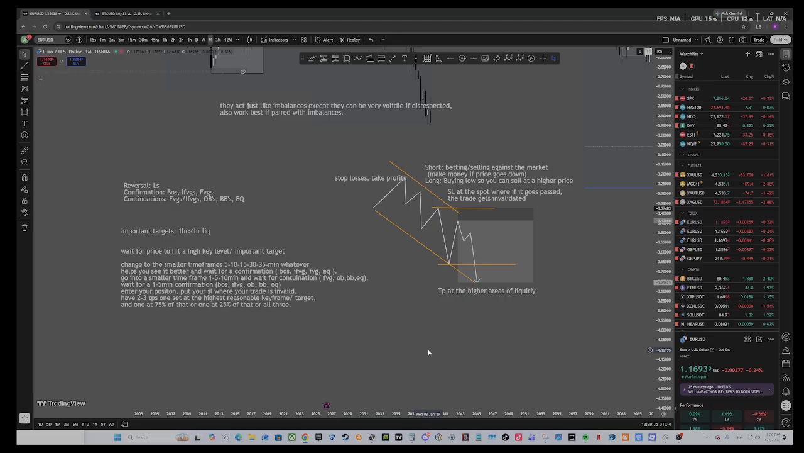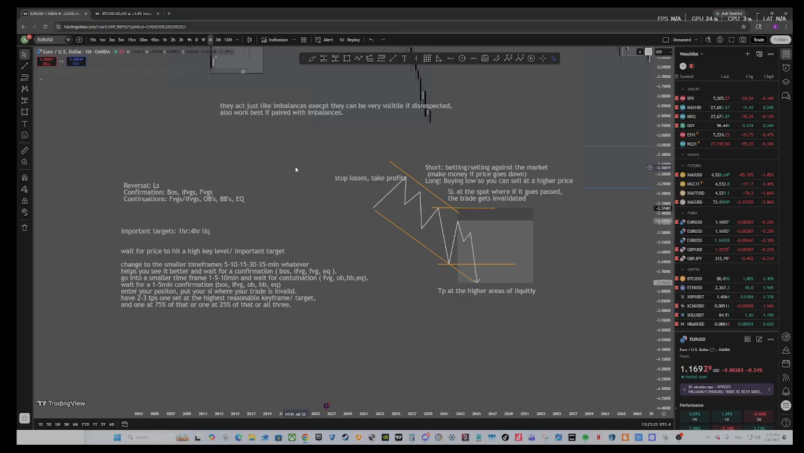All right. So reversals. What is a reversal? Liquidity sweep. When a liquidity sweep happens, chances are price is going to reverse the opposite direction. Confirmation. What do I mean by that? When you have a break structure, inverse fair value gap, or a fair value gap, you want to see it so you can basically confirm your bias, right? You have a bias. It's either going up or down. Continuation. Fair value gaps, inverse fair value gaps, order blocks, breaker blocks, equilibrium. You want to have a continuation, a reason your trade is going the right direction, right? So we have important targets: 1 hour, 4 hour liquidity, right?